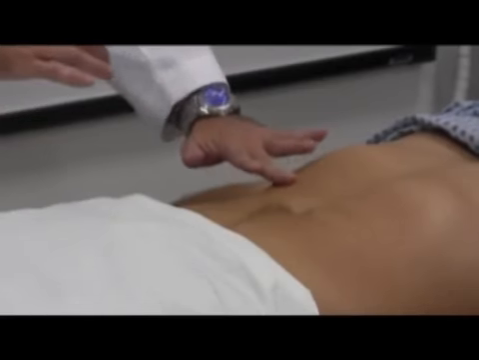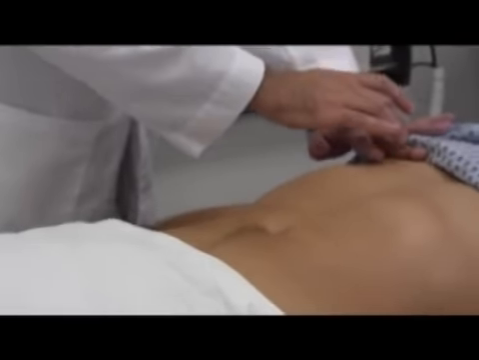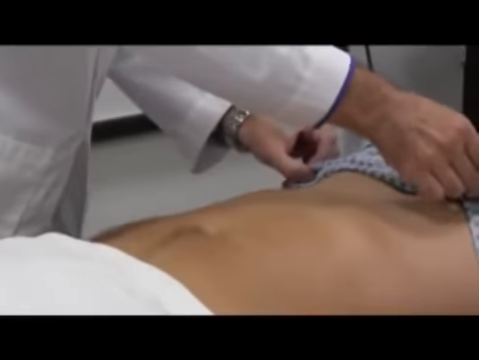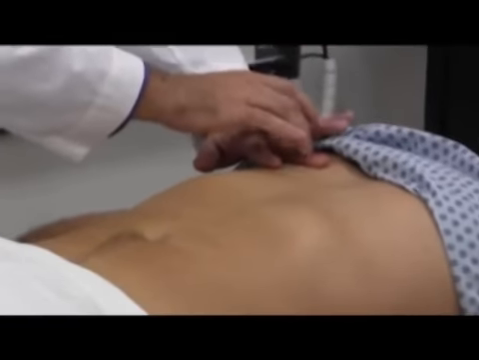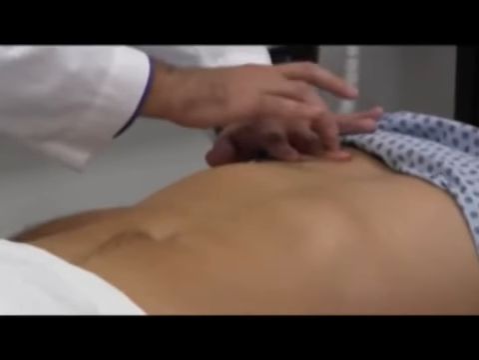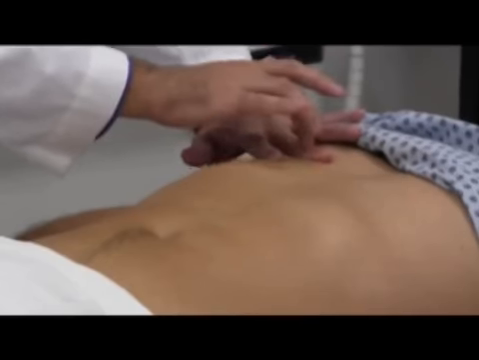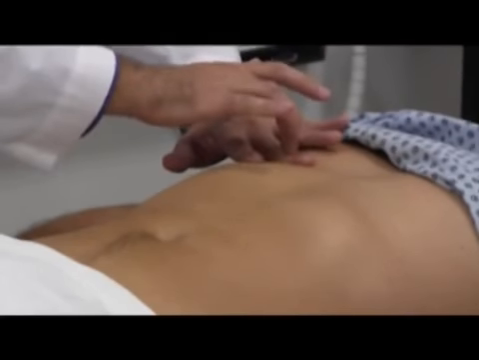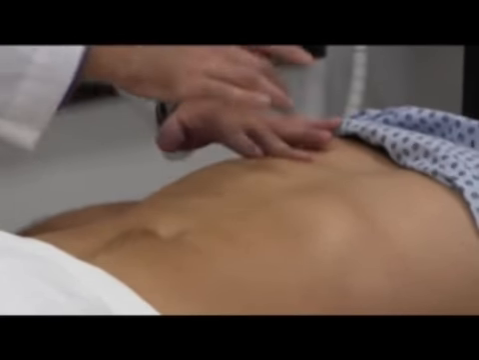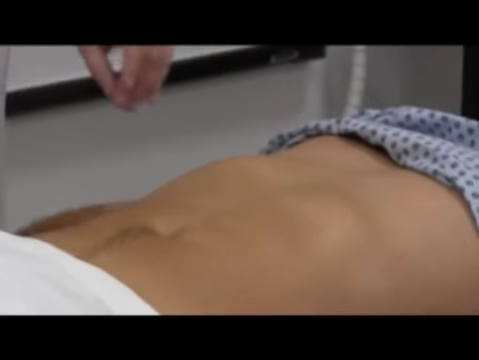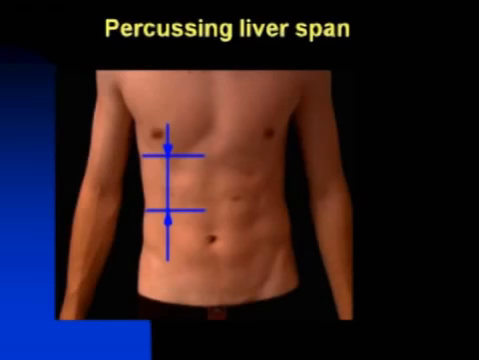Next, identify the upper border of liver dullness. Starting at the nipple line, lightly percuss from lung resonance down toward liver dullness. Measure the liver span, which normally should be between 6 and 12 centimeters in the right midclavicular line.